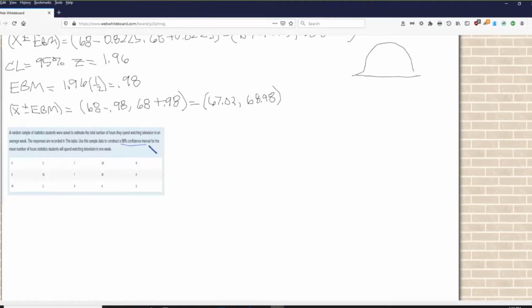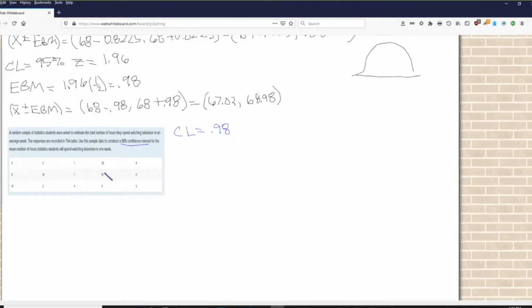So this one tells us we're going to have a confidence level of 98%. So that tells us we're going to need to use slightly different information than what we did before, but everything's going to solve exactly the same way. And then we want to find the mean number of hours statistics students will spend watching television in 1 week. Okay, so they gave us the confidence level, and that's the only thing that we know. So that tells us we're going to need to use the t-distribution because we aren't given the population standard deviation.